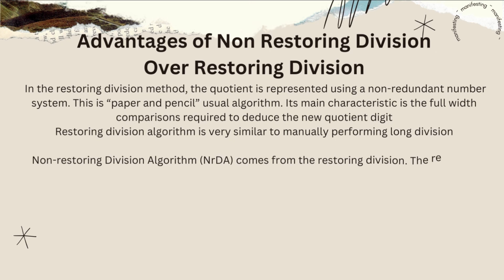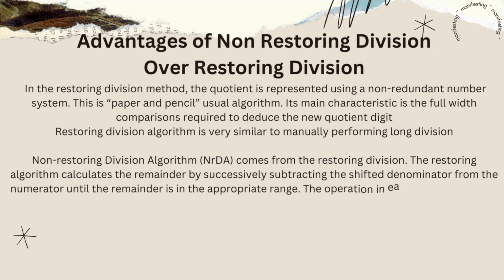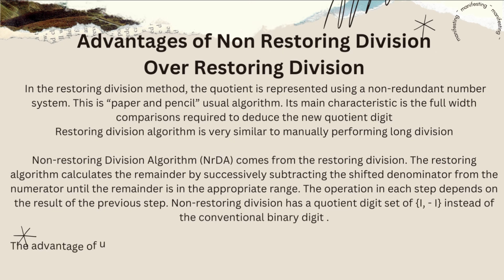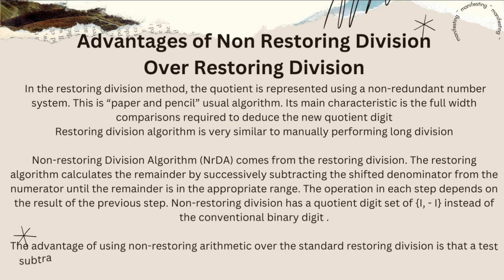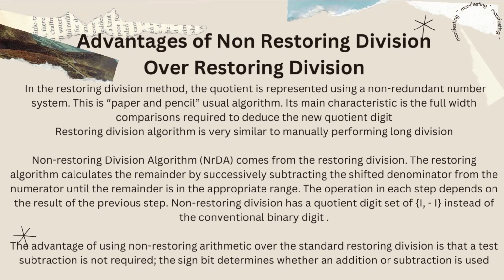The non-restoring division algorithm, that is NRDA, comes from the restoring division. The restoring algorithm calculates the remainder by successively subtracting the shifted denominator from the numerator until the remainder is in the appropriate range. The operation in each step depends on the result of the previous step. Non-restoring division has a quotient digit set of 1 to -1 instead of the conventional binary digit. The advantage of using non-restoring arithmetic over the standard restoring division is that a test subtraction is not required. The sign bit determines whether an addition or subtraction is used.